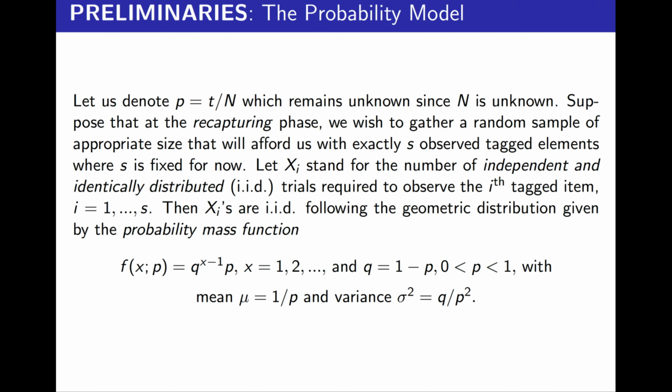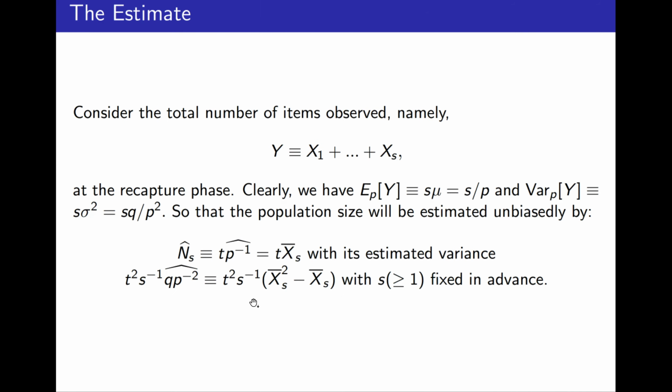In order to first define the probability distribution, where S is fixed for now, let xi stand for the number of independent and identically distributed trials required to observe the ith tagged item. Then xi follows a geometric distribution with the usual parameters. Since we want S tagged items, x1 plus x2 plus up to xs is the total number of items that have to be observed. If we call that y, then y has this mean and variance. And this is one of the most important expressions.